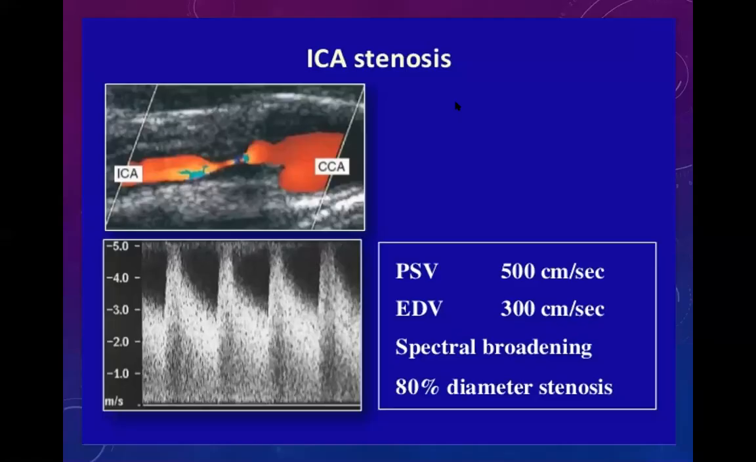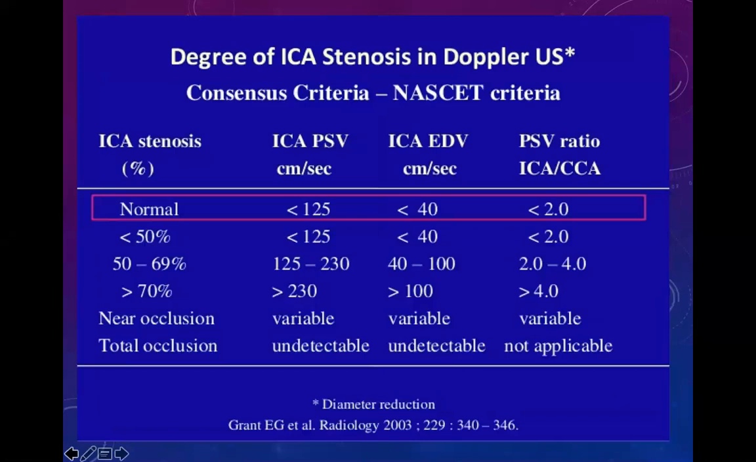Okay. The peak systolic velocity, end diastolic velocity, spectral broadening. You have shown this, 80% diameter reduction. This is the picture. So the percentage of stenosis, is it velocity dependent or is it plaque diameter dependent, or both? And which one is the best method to measure the stenosis?